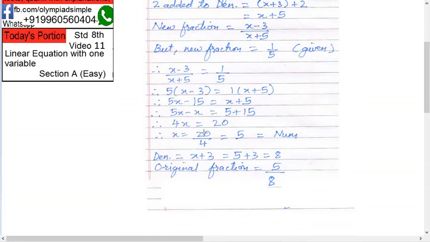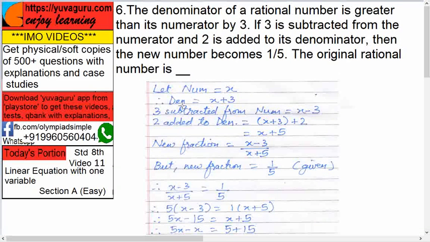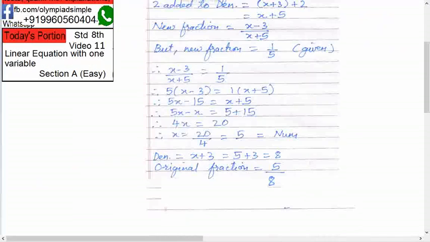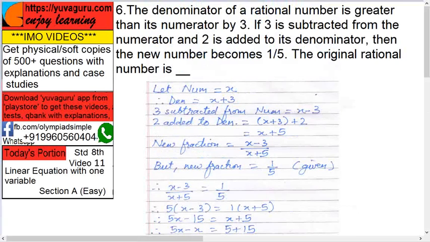So you got x. What is x? Numerator. What is the denominator? x plus 3, right? In the original fraction the denominator was x plus 3. That's what we want. So the denominator is x plus 3, that is 5 plus 3, 8. So the original fraction is numerator upon denominator, 5 upon 8. That is the required answer.